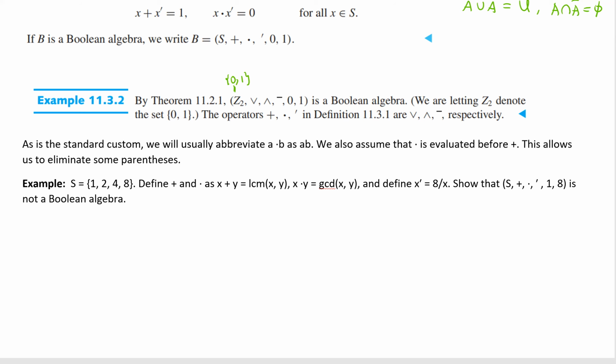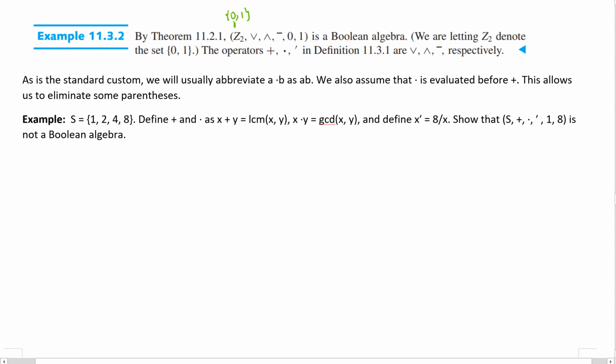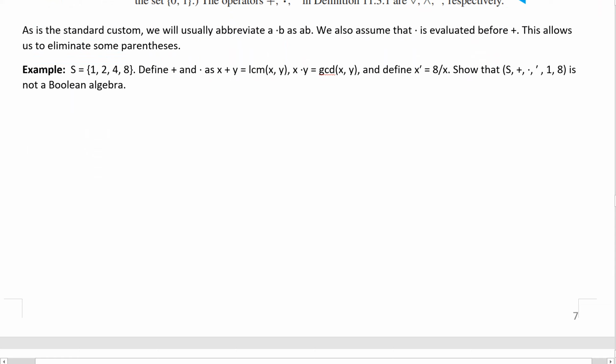Okay, let's look at some examples. S equals the set {1, 2, 4, 8}. Define plus and multiply as: x plus y equals the least common multiple of x and y, and x times y is the greatest common divisor of x and y. Define x prime, the complement, as 8 over x. Show that (S, plus, dot, prime, 1, 8) is not a Boolean algebra.